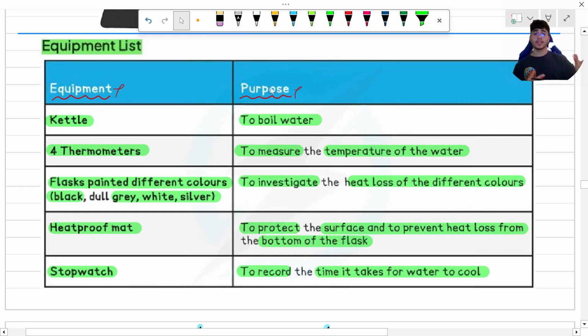The equipment we're going to need to perform this experiment successfully is a kettle to boil the water, to heat it up, to put the water inside the flask. We need 4 thermometers, 1 for each flask. We need flasks, of course, painted with different colors to investigate the amount of heat lost from each color. We need a heat-proof mat to prevent any heat loss from the flask into the surface. We need a stopwatch, of course, to record the time to cool.